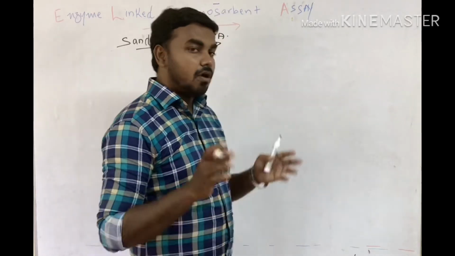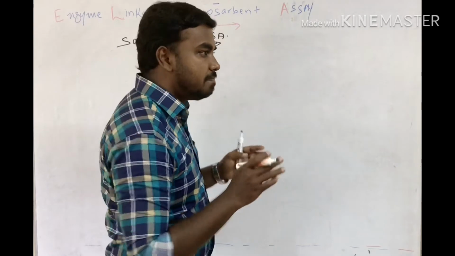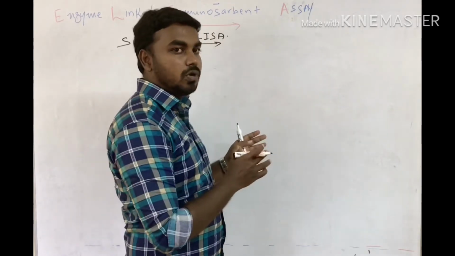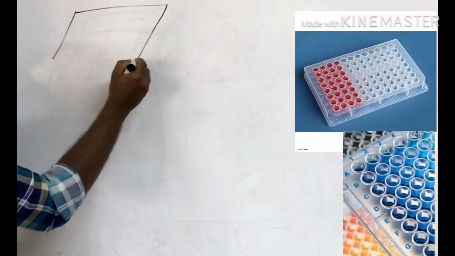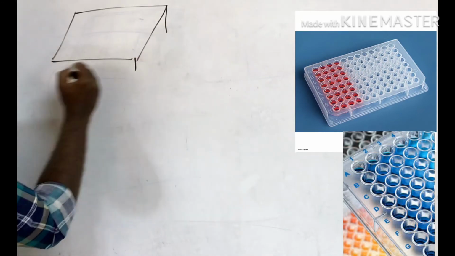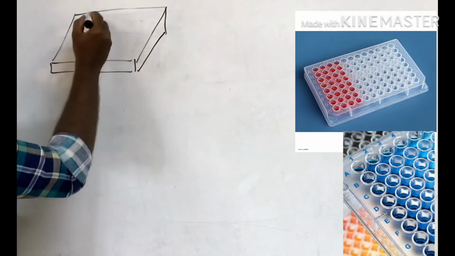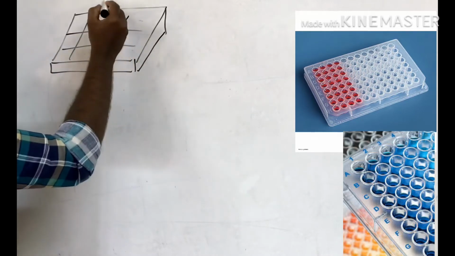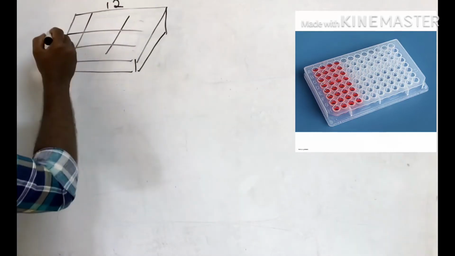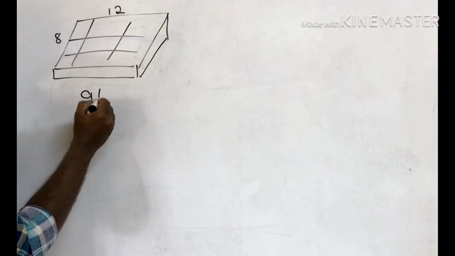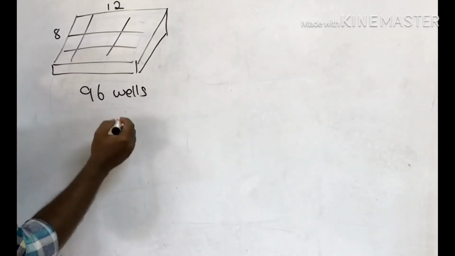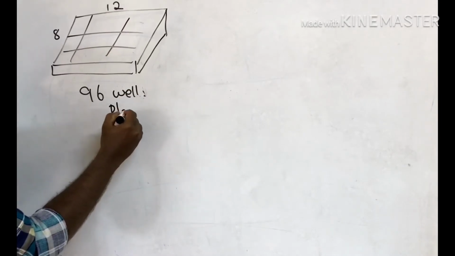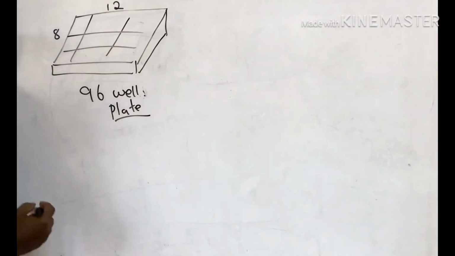Okay, we know the basic principle. Now I'm going to draw the microtiter plate. Even in the indirect ELISA, we have drawn this. As we discussed, it has 12 wells this side and 8 wells the other side, so altogether 96 wells. So we call it a 96-well plate. This is the name.